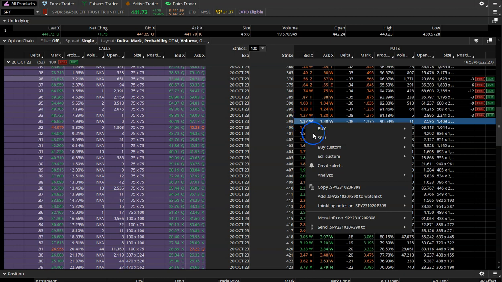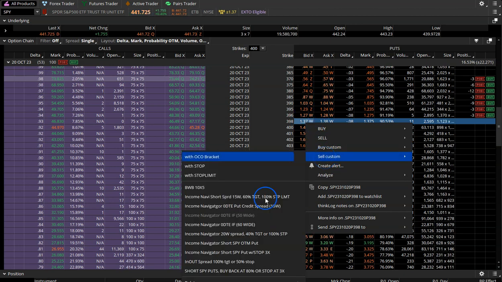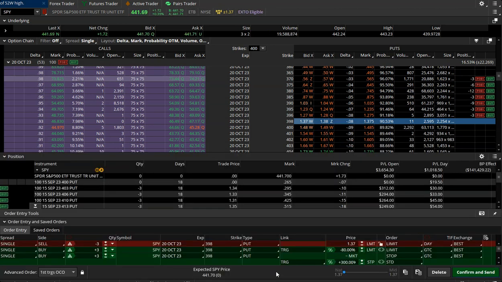So here I right click, I go to sell custom, and then here I share this with the group. I'll share it again. Short SPY puts, buy back at 80% profit, or stop at 3x. And this is what this order would look like. We could change the quantity to whatever quantity we would like to trade.